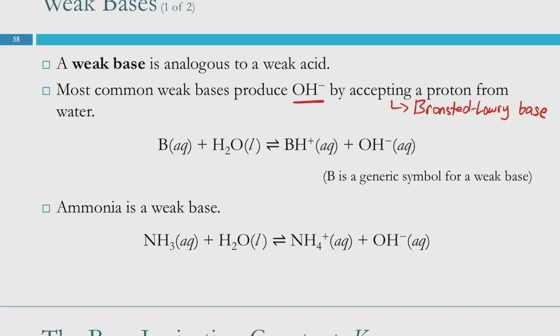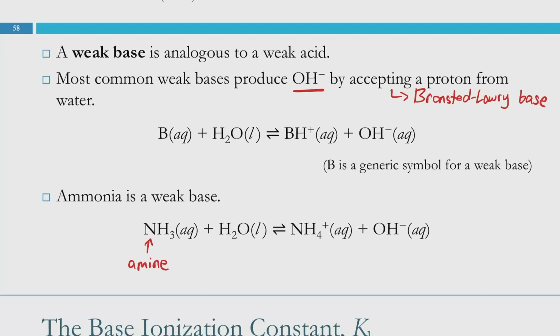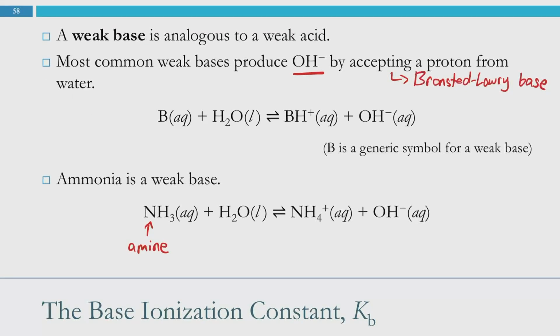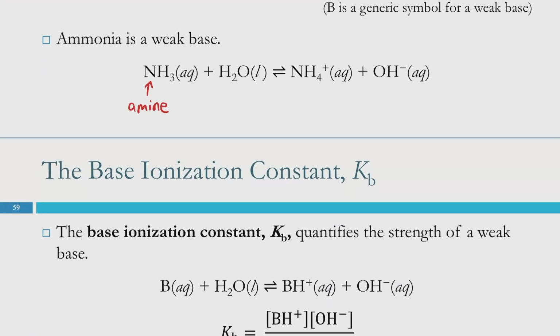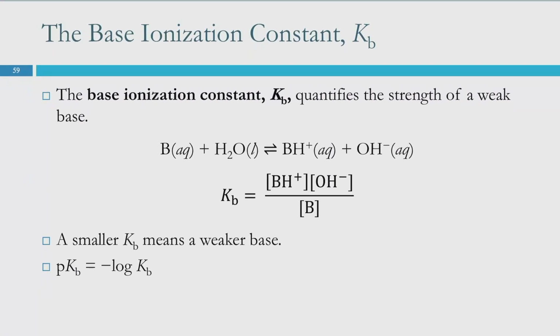Ammonia is an example of a weak base. It can accept one of these hydrogens from water and become ammonium, thereby producing hydroxide in the aqueous solution. Similar to how we have Ka, we also have a Kb, our base ionization constant. This quantifies the strength of a weak base.